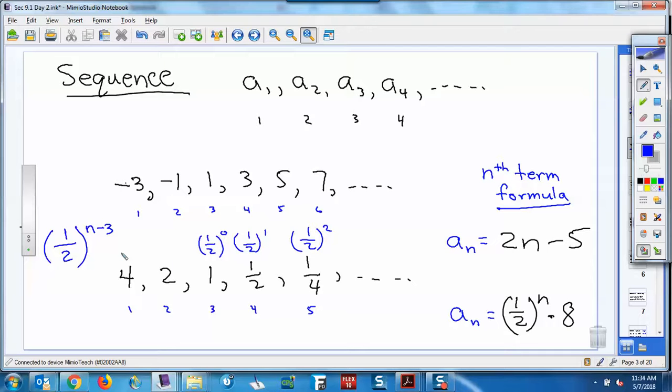N minus 3. Right? Now you're right. This is 1/2 to the negative 2. This is 1/2 to the negative 1. This is 1/2 to the 0. This is 1/2 to the first. This is 1/2 squared. This would be the same thing, right? This would be the same thing, okay? And maybe you like that better than that one over there.